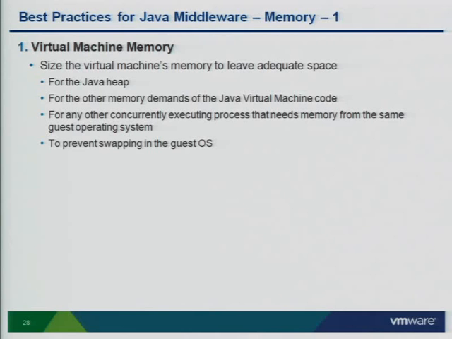What you don't want to see is swapping at the guest OS level, swapping at the Linux or Windows level. If you see that swapping, you've misconfigured your virtual machine. It's too small. And be careful to configure enough swap space as well so that you can start all your processes on that virtual machine.